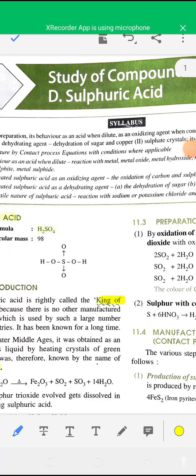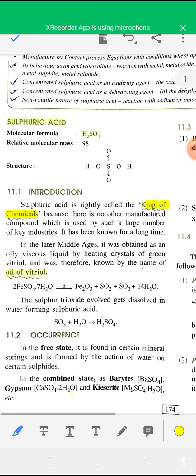Good morning, students. In this video today I'll discuss sulfuric acid. Sulfuric acid is H2SO4. It is a covalent compound. It is also known as the king of chemicals because there is no other manufactured compound which is used by such a large number of key industries.